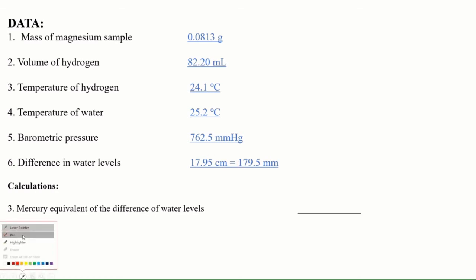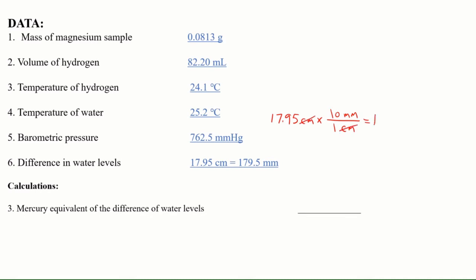We converted this to millimeters by multiplying it by 10, and just to show you why this is the case: 17.95 centimeters. There are 10 millimeters in every centimeter, so the centimeters cancel, and this is how we got our 179.5 millimeters. Now this is millimeters of water because the column contained water.